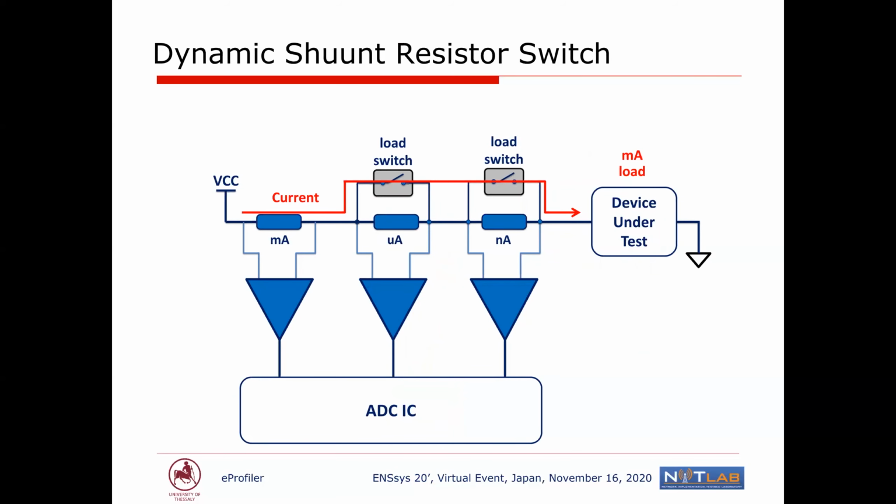In this paper, we developed a dynamic shunt resistor switch formed by 3 resistors that are enabled depending on the flowing current. Specifically, we bypass the 2 resistors when required using 2 load switches. For example, when monitoring milliamp currents, the 2 resistors are bypassed. When measuring microamp currents, the first switch is open, so the current flows also across the second resistor. Finally, when monitoring nanoamps, both switches are open.